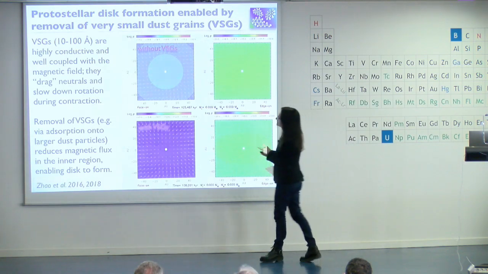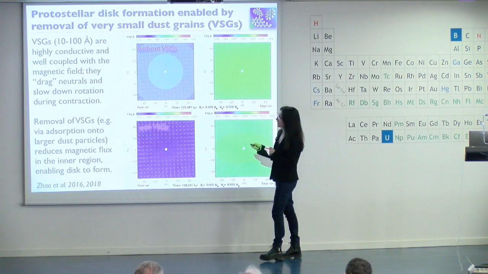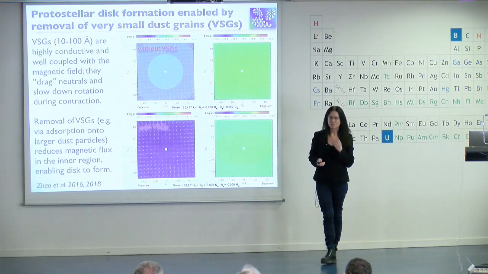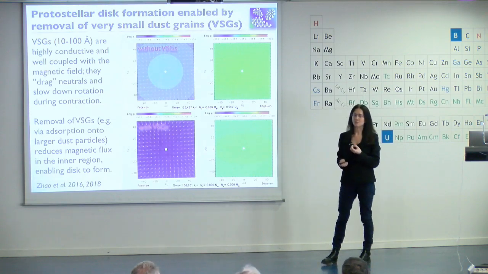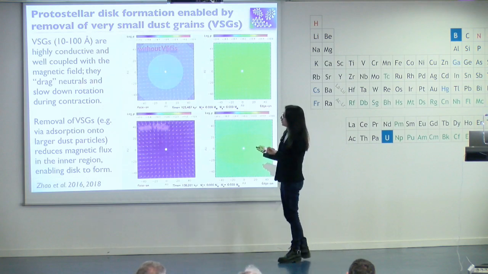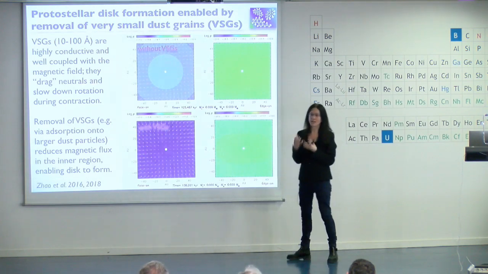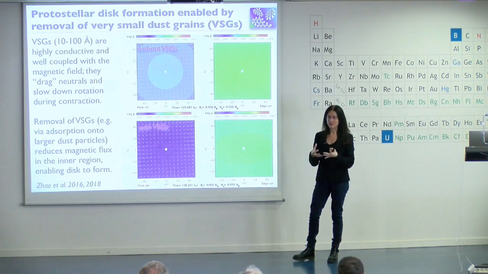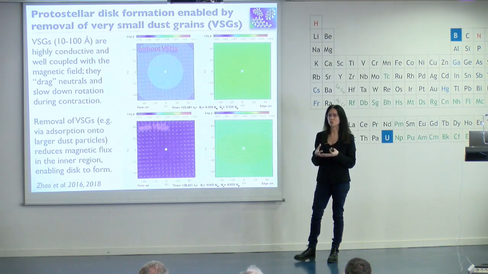And what was found is that if these very small grains are removed from the simulations, we can form a protoplanetary disk very easily. And why is that? Because these very small grains are very well coupled to the magnetic field lines. They drag the neutrals and the magnetic field lines toward the center. And when they do that, the presence of a strong magnetic field in the center is able to remove the angular momentum, and then the disk is not forming.